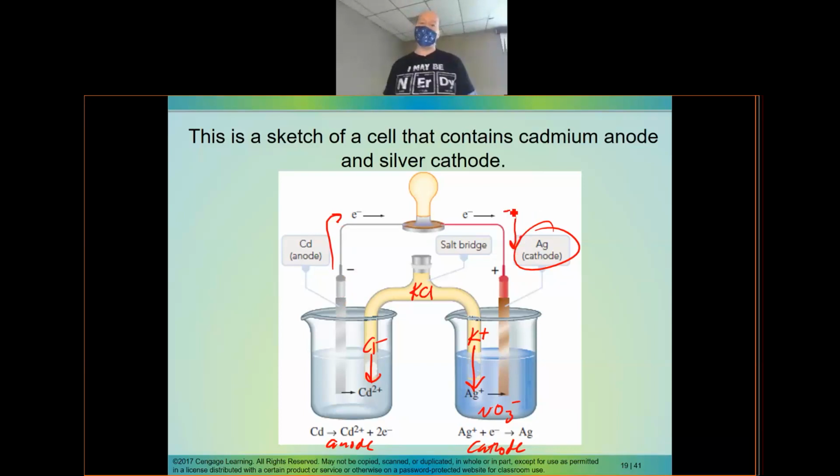Electrons always flow from anode to cathode. All right, again, you will be drawing this picture. Anode's always on the left, cathode's always on the right. Anode is always oxidation, cathode is always reduction.